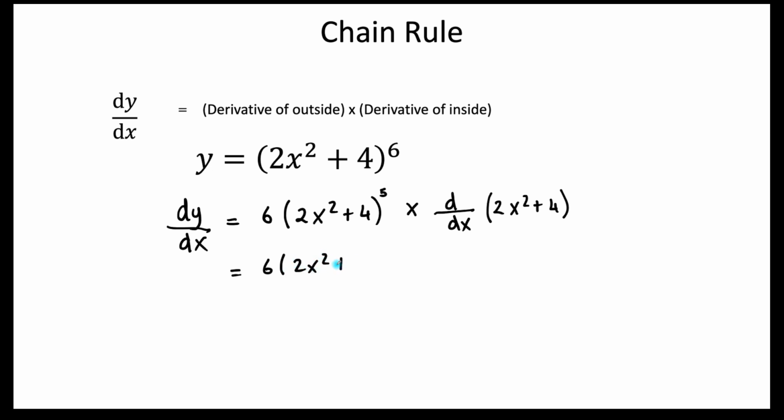So that will be the (2x squared plus 4) to the 5. Differentiating the inside will give me 4x, and of course the 4 will just be 0. And the final answer would be 24x times (2x squared plus 4) to the power of 5. And that would be my final answer.